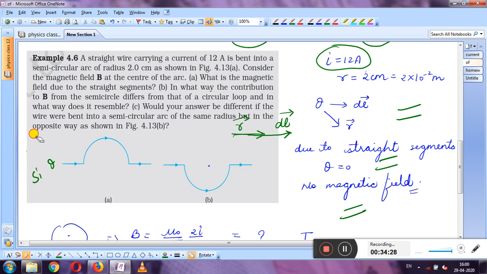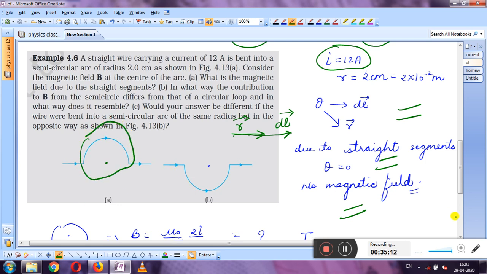Same thing you can apply here. For this part, the direction of dl will be like this, because it is given by the direction of current. This is the point where we have to find the magnetic field. So like this you will have the R vector. Between these two vectors the angle will be 180 degrees. Sine 180 again gives you 0. So for both sides you get the same result: there will be no magnetic field contributed due to the straight current carrying parts at the center of this arc. Whatever magnetic field you will have, that will be due to this semicircular arc.